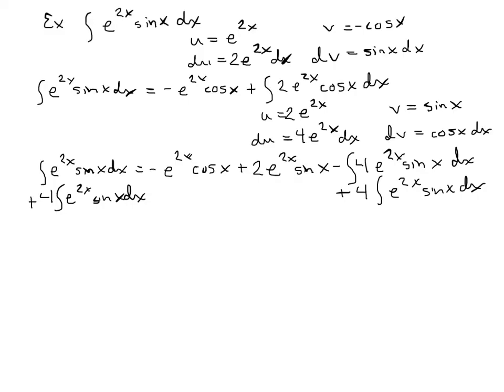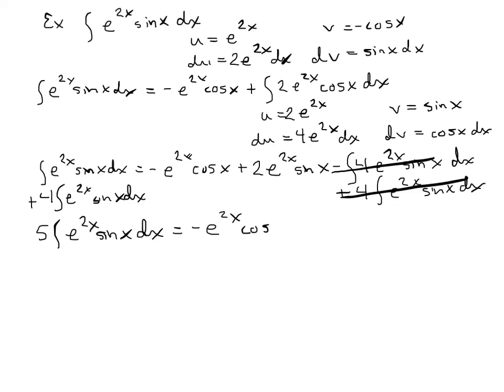All right, so now if I do this, I'm going to have 5 of those integrals that we were looking for, e to the 2x sine of x. On the right-hand side, those end up canceling. That's the whole reason I added it to the other side. So I'm left with negative e to the 2x cosine of x plus 2e to the 2x sine of x. And this was the integral we were looking for originally, just the integral of e to the 2x sine of x. So all I have to do is divide by 5.